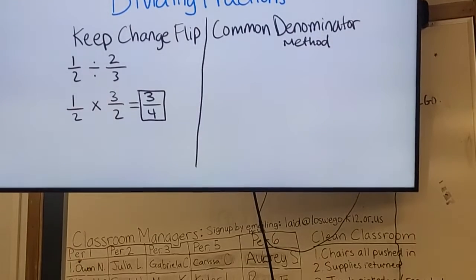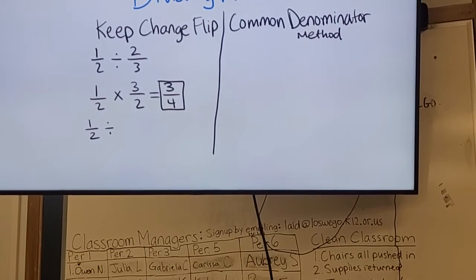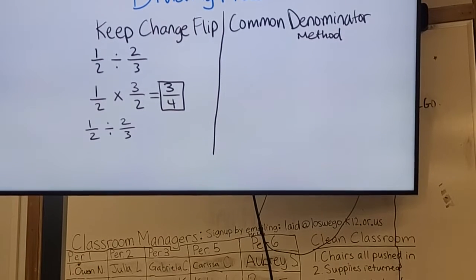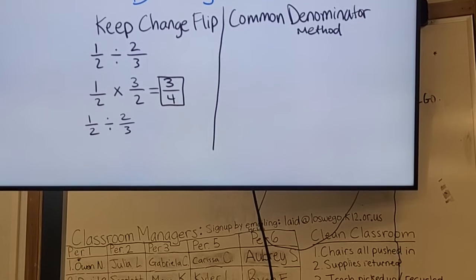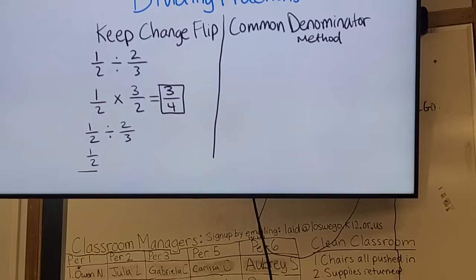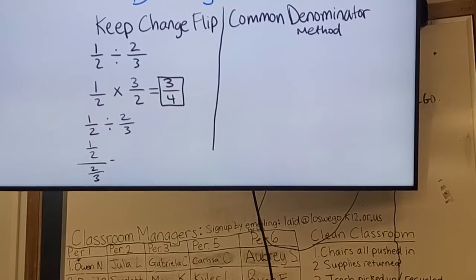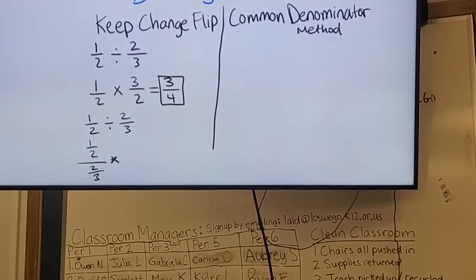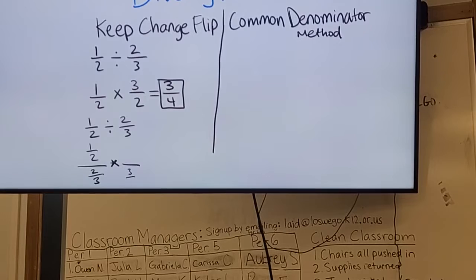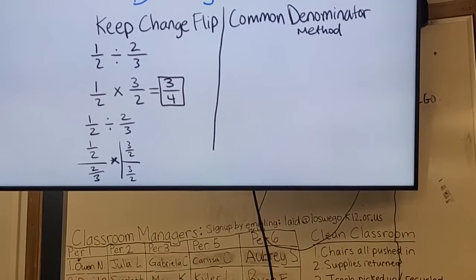Now, the reason why that works is because we have to do 1/2 divided by 2/3. A division sign is the same thing as a fraction bar, right? So we can just write 1/2 over 2/3. Now we can multiply that by a giant 1 because we want to multiply by the reciprocal. 3/2 over 3/2 is the same thing as a giant 1.